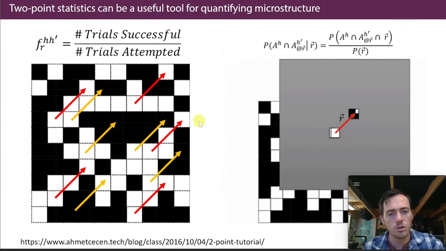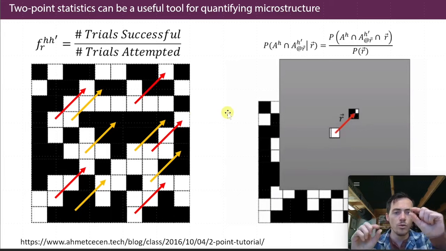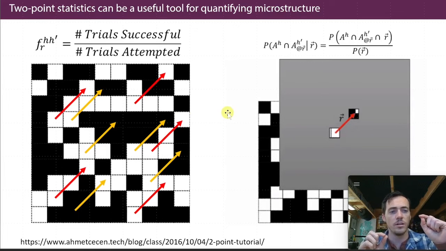Whereas a Bayesian approach would instead say, all right, if you had like a starting point and an end point, and you moved this randomly across the image, what's the probability now that you would end on a white pixel or a black pixel or both, right? So different ways of calculating this, but it's useful.